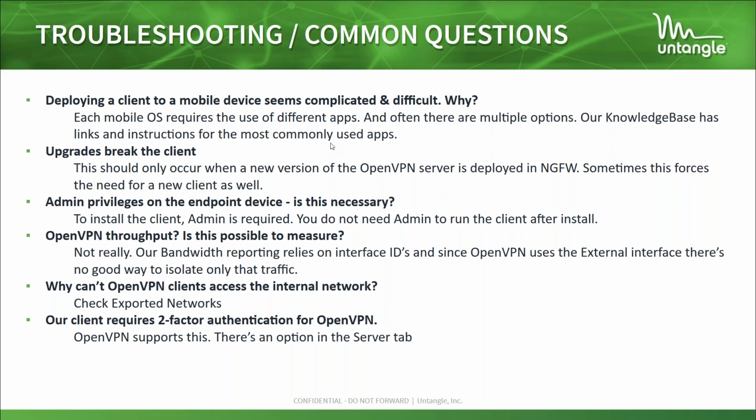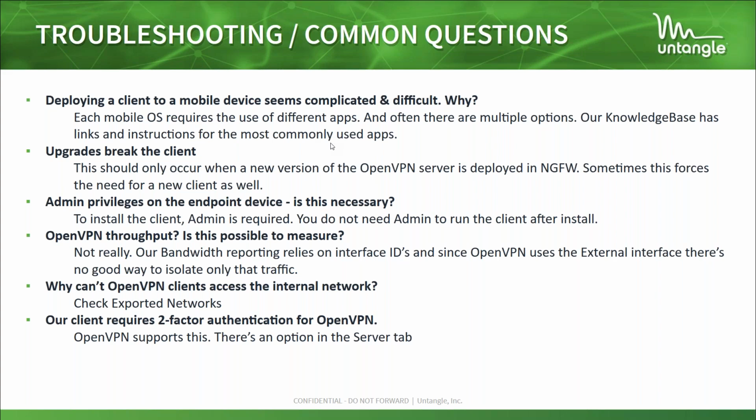OpenVPN throughput. Is this possible to be measured? Sort of, but not really, is the easy answer. The bandwidth reporting relies on interface IDs to work. And since OpenVPN uses the external interface, there's not any good way to isolate OpenVPN traffic specifically to get accurate bandwidth reporting. So can it be done? Yes. Is it going to be absolutely accurate? Probably not. There are probably better tools that are available, either third party or through looking at network reporting on the Untangle, that might give you a better feel for that usage other than bandwidth.